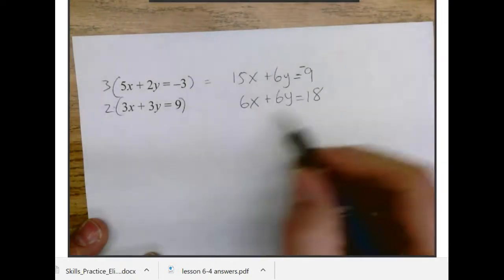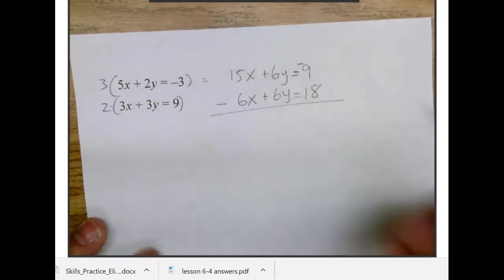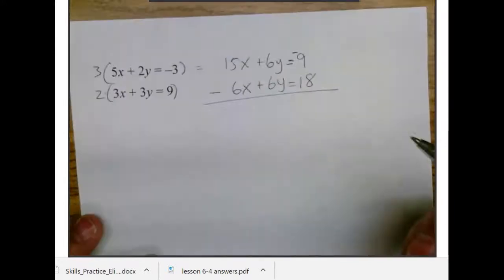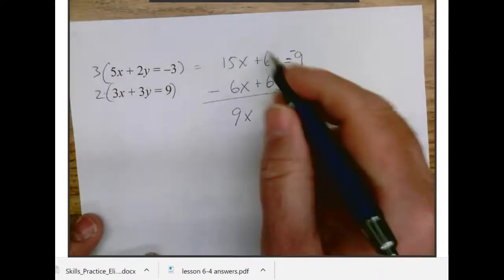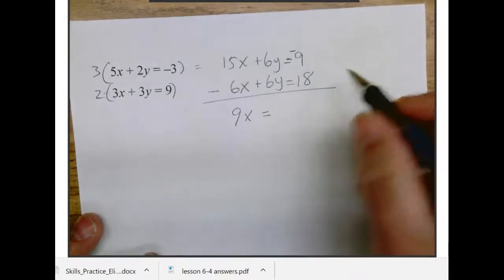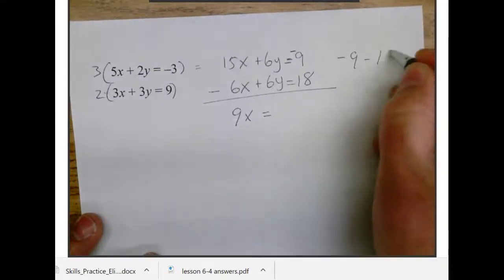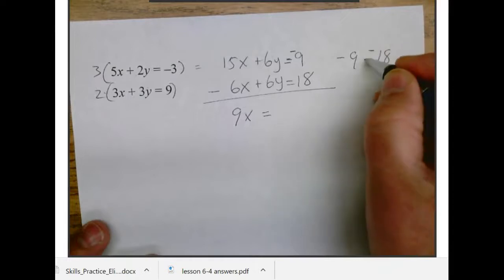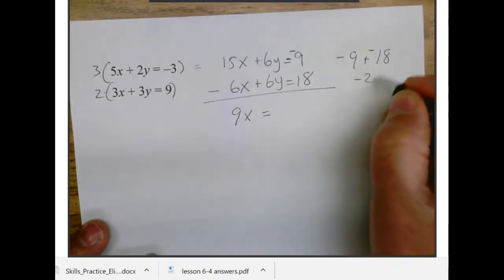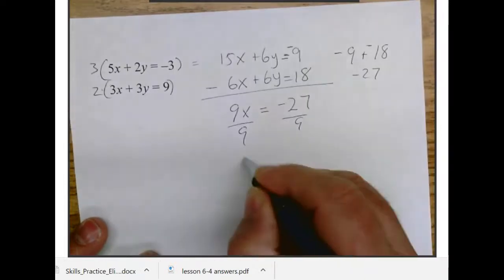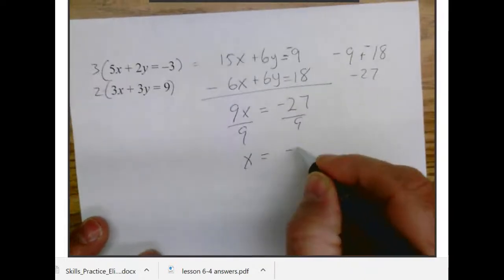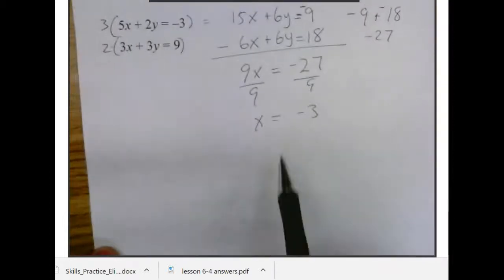Okay. So then we have these are the same, so we're going to subtract these out. We've got 15x minus 6x, that's going to be 9x. This is going to cancel, and then that's going to be equal to negative 9 minus 18. So we're going to change the sign and add. It's going to be negative 27. Divide by 9, and we get x equals negative 3. So then we have the answer for x.